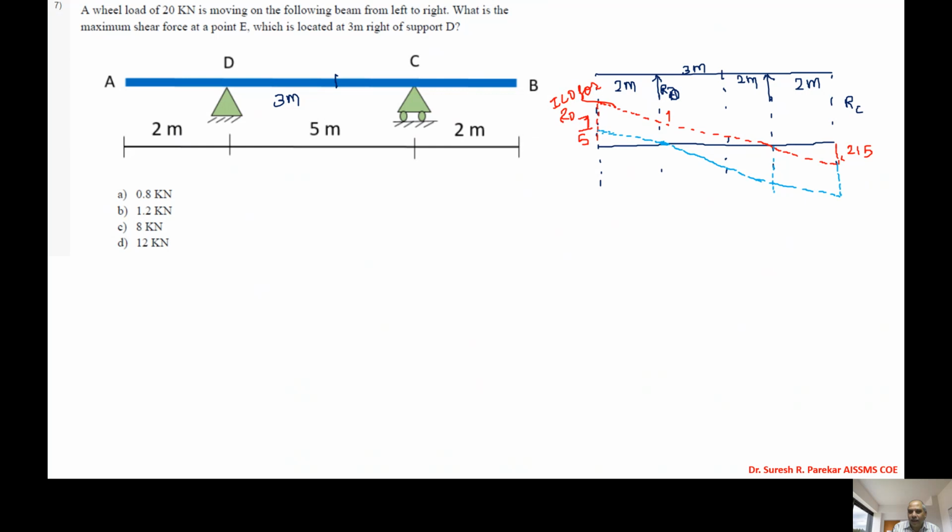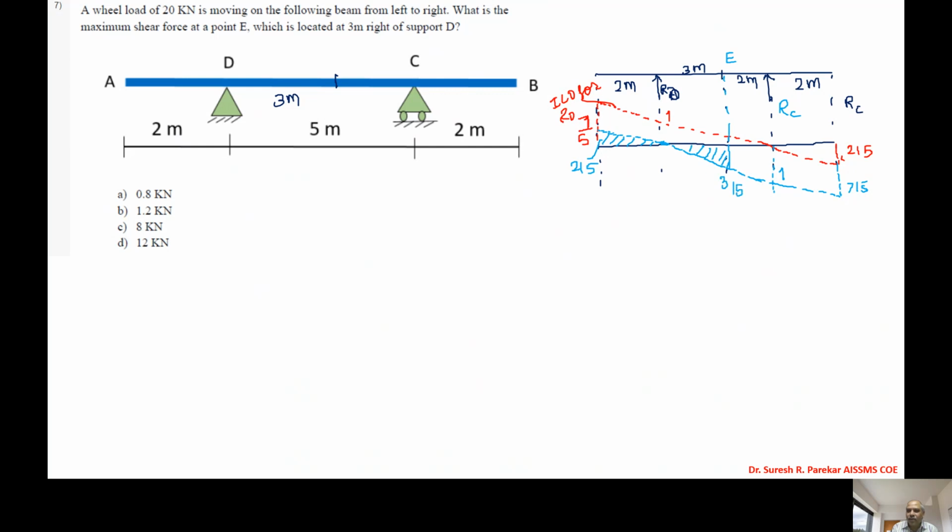We have this value, which is 2 by 5. This is 1, and we have this as 7 by 5. Now, when the unit load is between A and C, if I mention it as C, then we have RC. Now I have plotted on the negative side, so we have to consider this portion till E. Now this is 3 meter, so we will get it as 3 by 5.